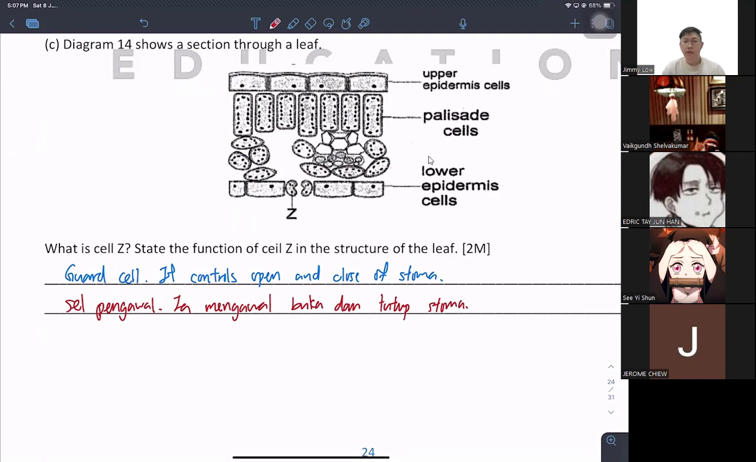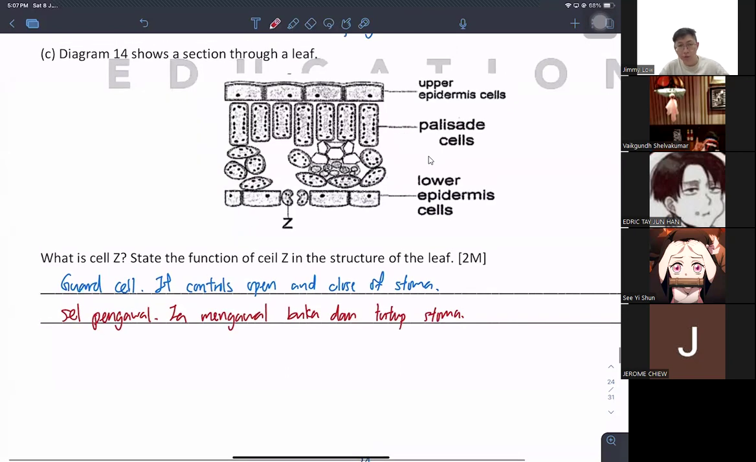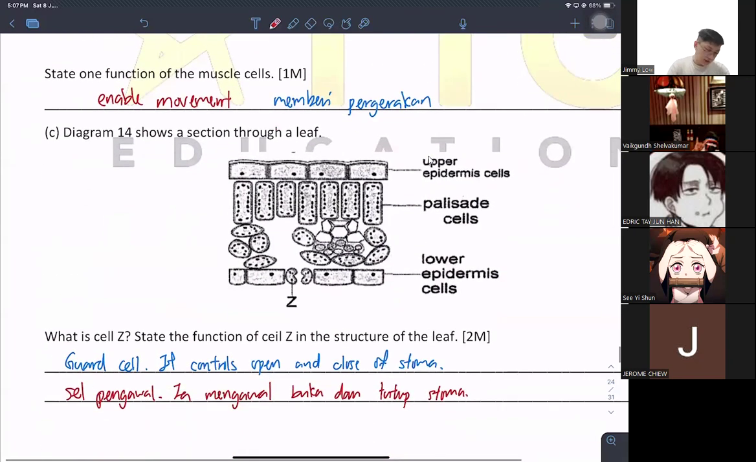Stoma. Okay, so somehow the question is like you can see those questions are very easy, but if you don't memorize what that thing is, you can't even answer the question. So memorizing the names of those parts matters.